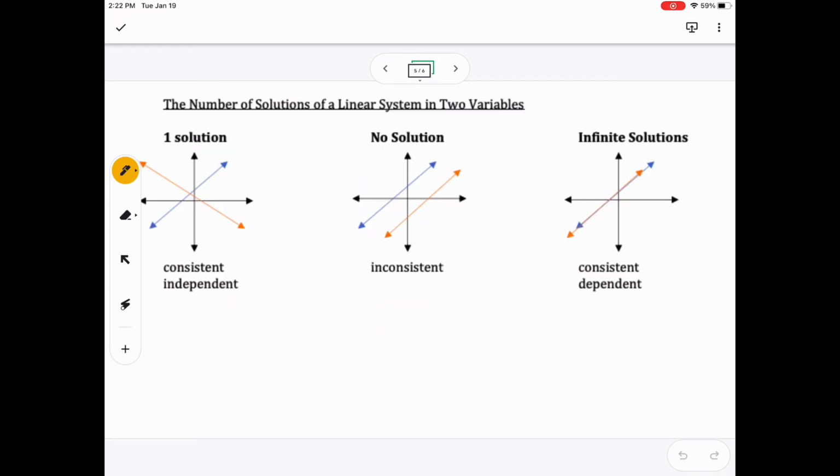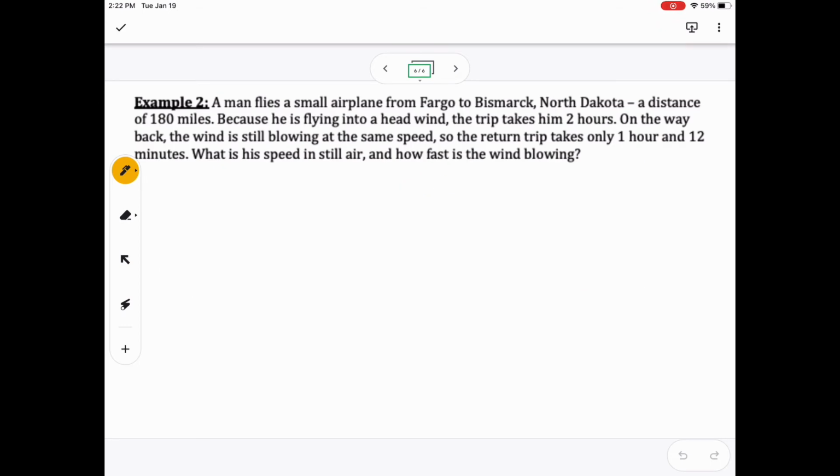There are a couple things here. There are different types of solutions you can get. We got mainly one solution with each of those examples, which would be consistent independent. You can also get no solution or infinite solutions. No solution and infinite solutions have the same slope, but it's whether they intersect or not.